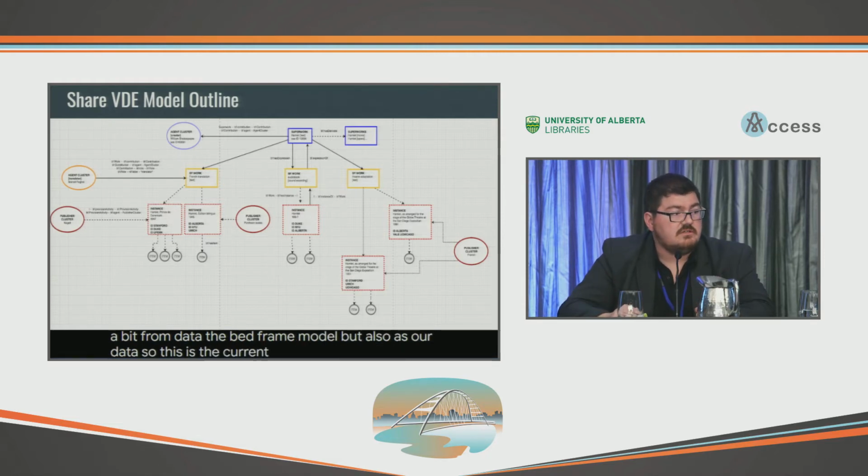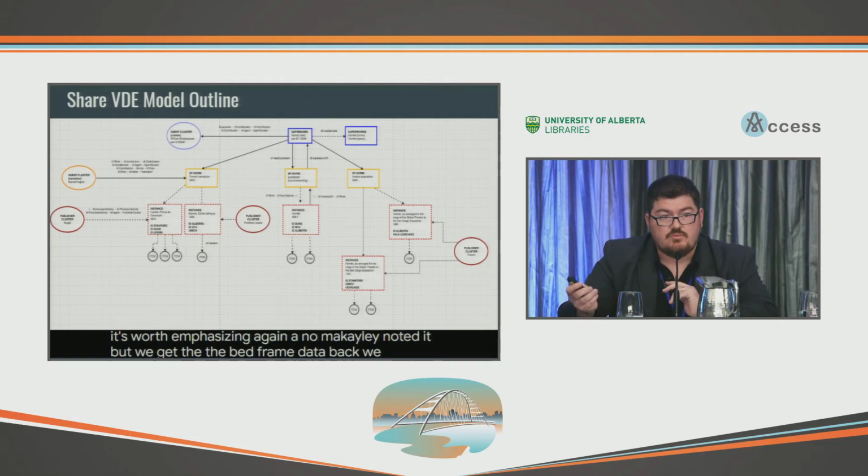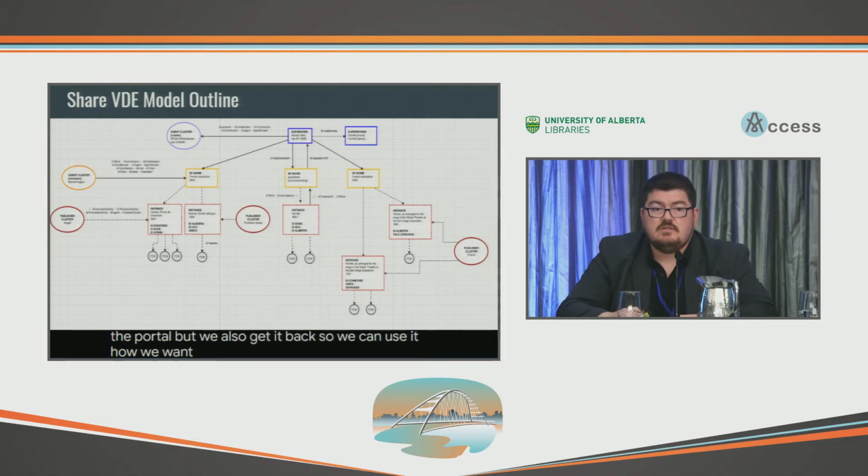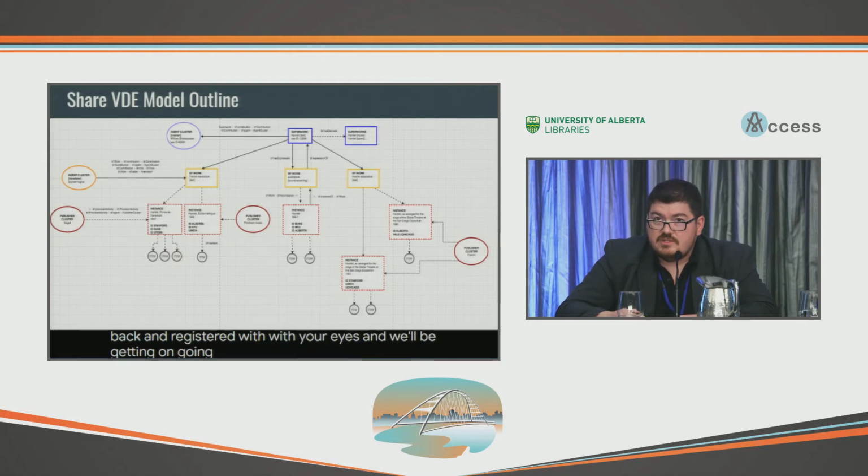So this is the current Share VDE model outline, which highlights some of the changes from BIBFRAME as you know it. But this is also how our data is now currently represented in BIBFRAME. And it's worth emphasizing again, I know Michele noted it, but we get the BIBFRAME data back. We see it in the portal, but we also get it back so we can use it how we want. The same as with our MARC that comes back enriched with URIs, and we'll be getting ongoing updates for both of those. So whether we use them in the online portal or in our own systems, we can make use of it as we will. So it's a way to really get our hands dirty, make things better at the same time, which is really quite nice.